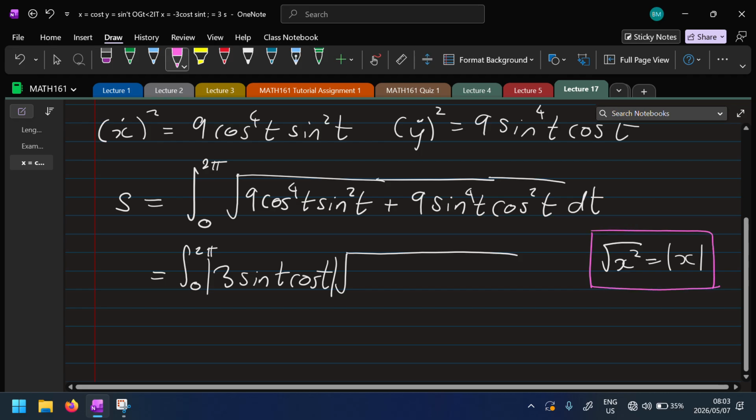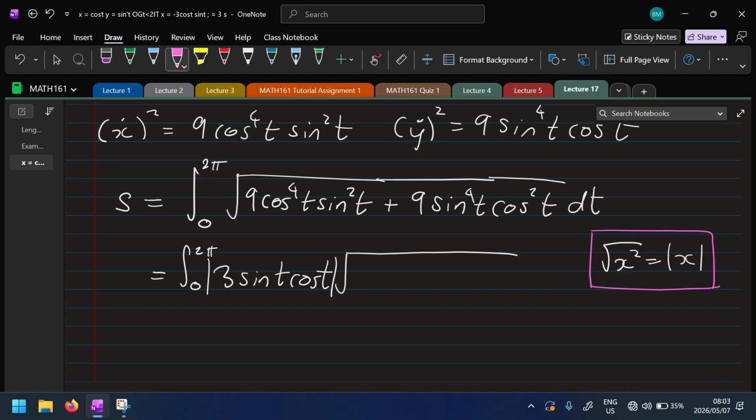The problem is with these trig functions, on that interval 0 to 2 pi, we know that sometimes it's positive, sometimes it's negative. If you don't include that absolute value, you're going to be adding up positive and negative values. You'll just get 0. So please be careful with that. We'll make a note on the side here. Let's just finish up with this.